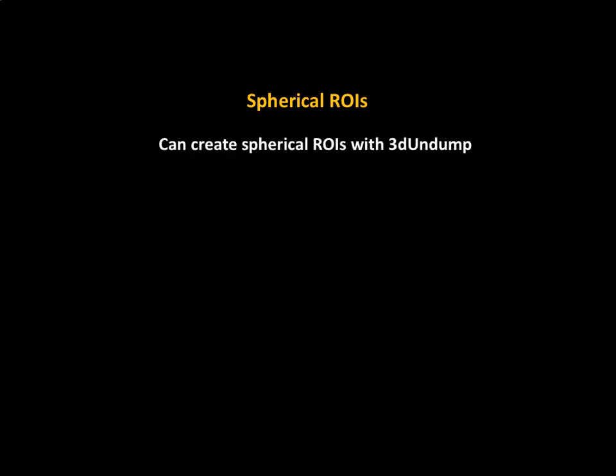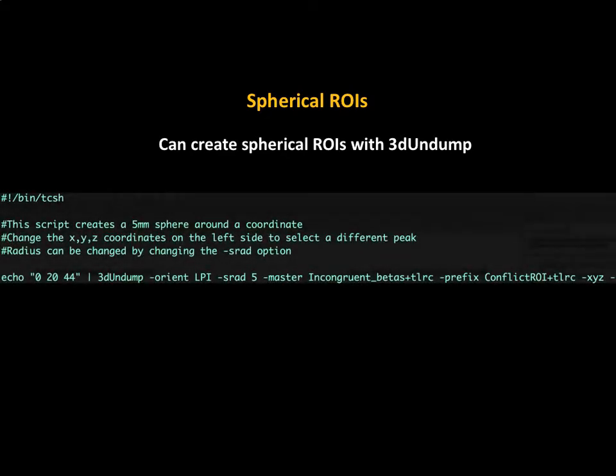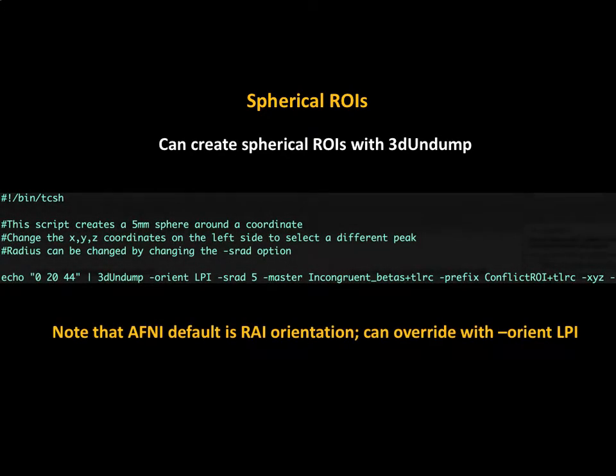The command is called 3D undump, for reasons I'm not completely clear about, but it looks a little something like this. It's getting cut off a little bit over here. But again, this is T-shell script. I'm typing echo, and then in quotations, what the coordinates are. You'll be playing around with this a little bit during the practical. So from that paper, I knew that the coordinates for that peak activation for conflict were 0, 20, 44.